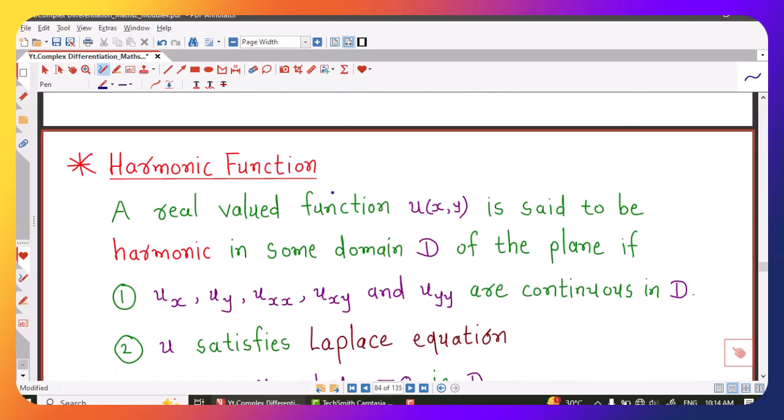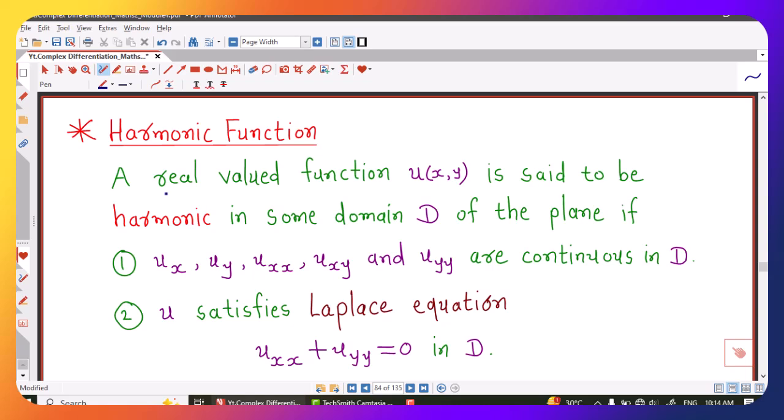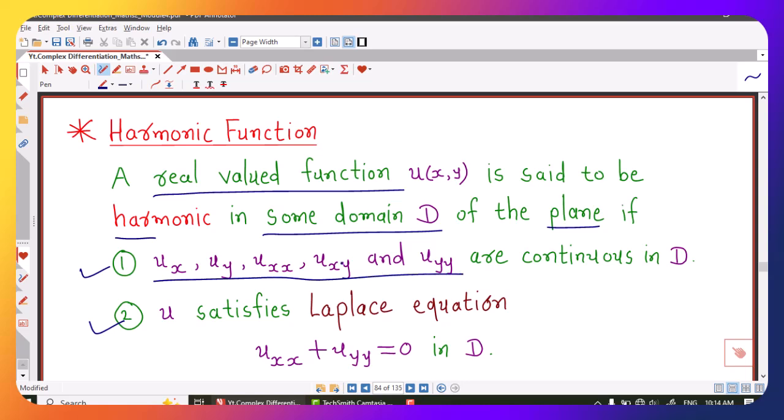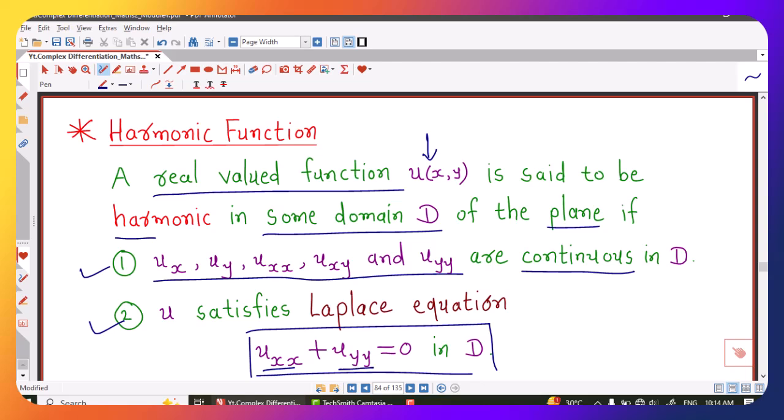So I have written this definition here. You should write systematically in this way. A real valued function u is said to be harmonic in some domain D of the complex plane if these two conditions are satisfied. First condition: first order partial derivatives as well as second order partial derivatives of the given function are continuous in domain D. Second requirement: u satisfies this Laplace equation, del square u by del x square plus del square u by del y square equal to 0, everywhere in domain D.